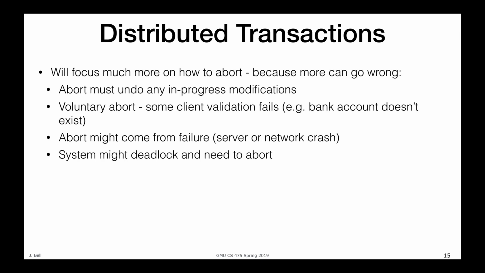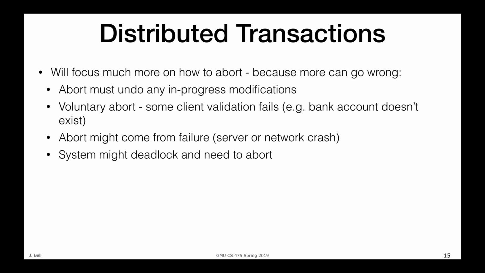So we're going to focus much more on how to abort rather than how to commit, because far more things can go wrong than can go right, unfortunately, in a transaction. If a transaction goes right, then we commit it and everything is easy. Where we're going to see all of these nasty corner cases is what happens when things go wrong. For instance, if I have two transactions that are running and one has to abort, it needs to be able to undo any of its modifications that it started doing in the middle.